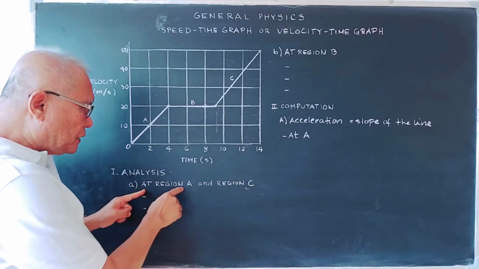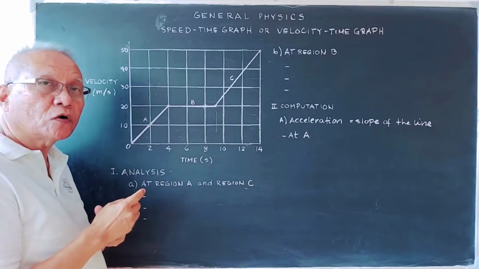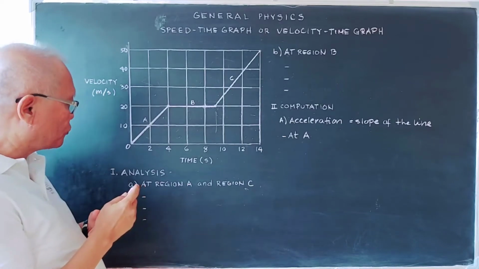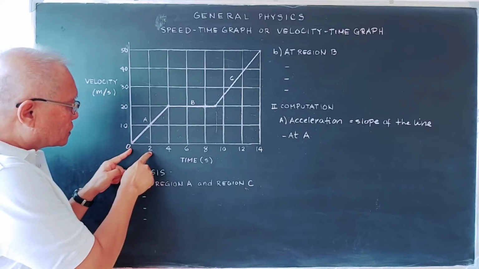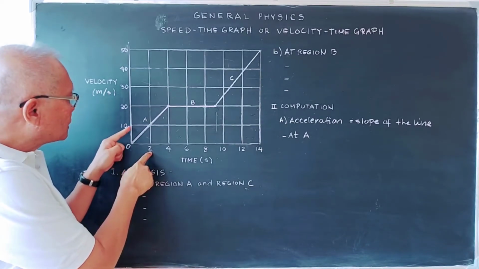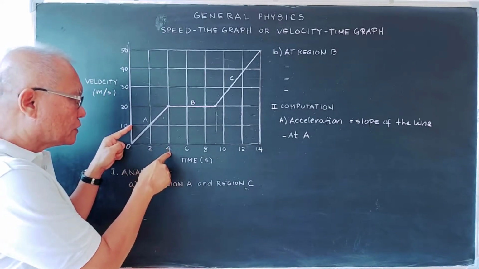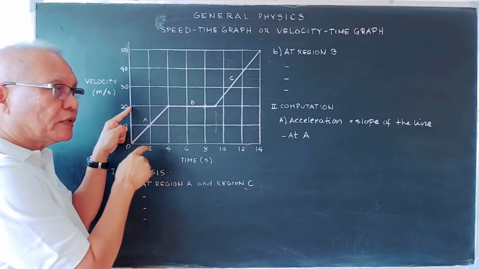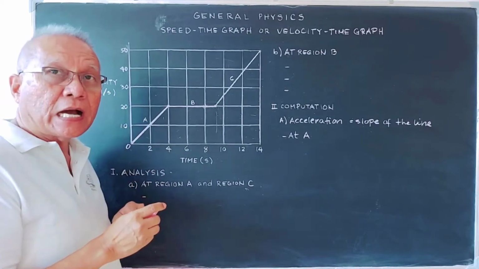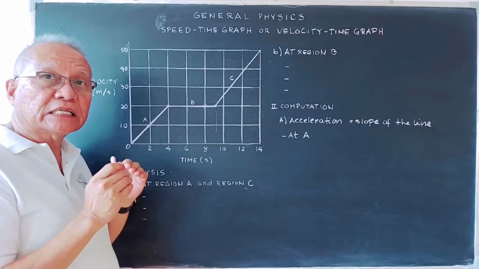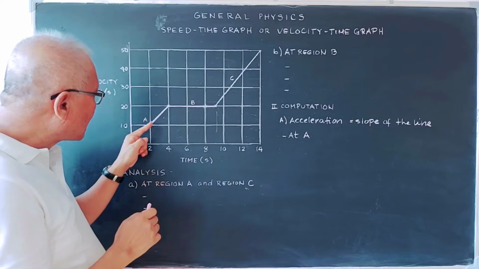So, at region A and region C, what can you say about the motion or the velocity of our object? So here, 2 seconds, here, the velocity is 10. After another 2 seconds at 4, its velocity becomes 20. So what can you say about that one? It means that our velocity is increasing uniformly. So we have a uniform acceleration here.